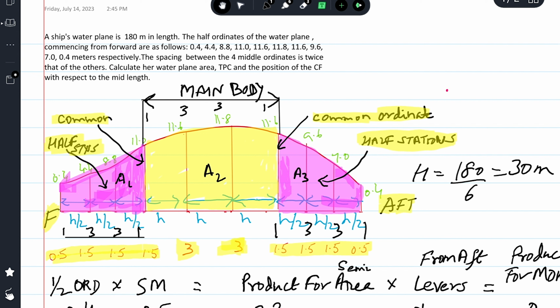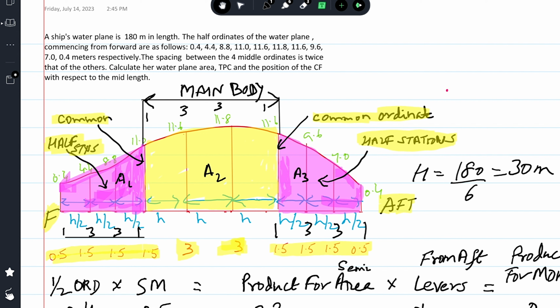Spacing between the four middle ordinates is twice that of the others. So you have to identify these four middle ordinates. It's very simple. How many ordinates are given? You can count 1, 2, 3, 4, 5, 6, 7, 8, 9, 10 ordinates. So there will be 9 sections. The number of sections is always one less than the number of ordinates. So there are a total of 9 sections.